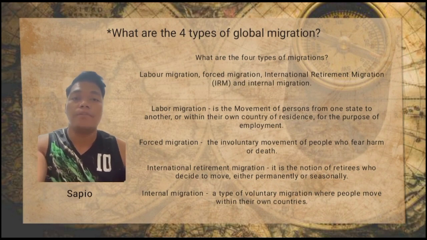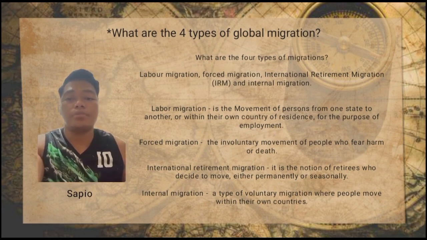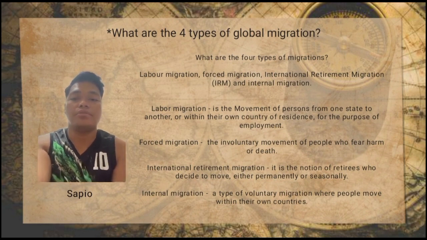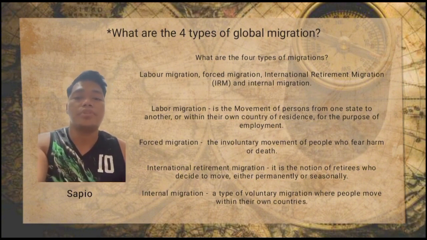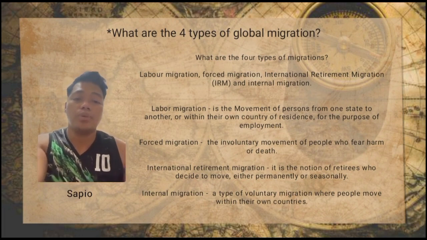Second is forced migration. It's the involuntary movement of people who fear harm or death. Examples of forced migration include the refugee crisis emerging from the Syrian civil war. If you don't know what refugees are, a refugee is a person who has been forced to leave their country in order to escape war, persecution, or natural disaster.